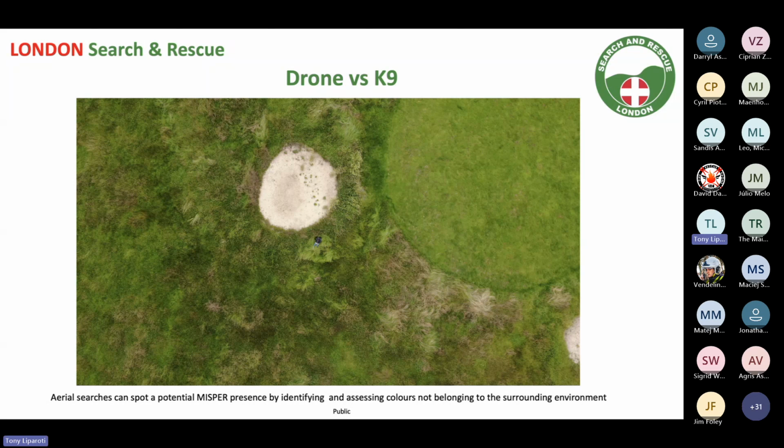If I'm not mistaken, this person was hidden from us at around 270 meters.